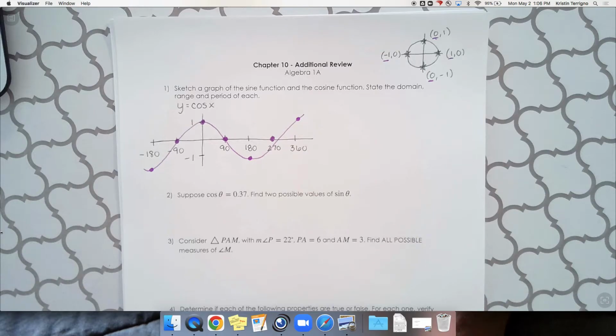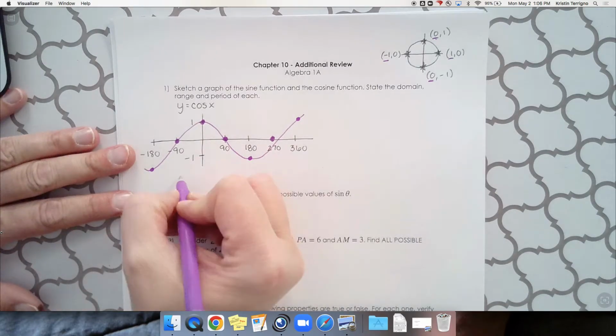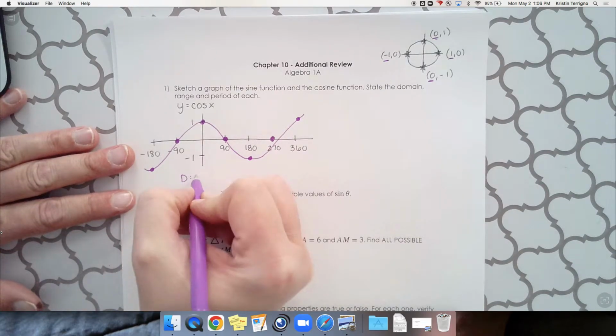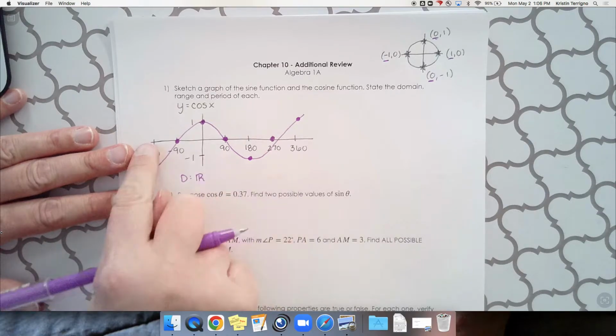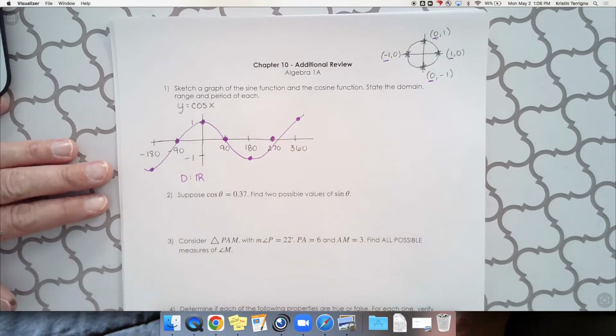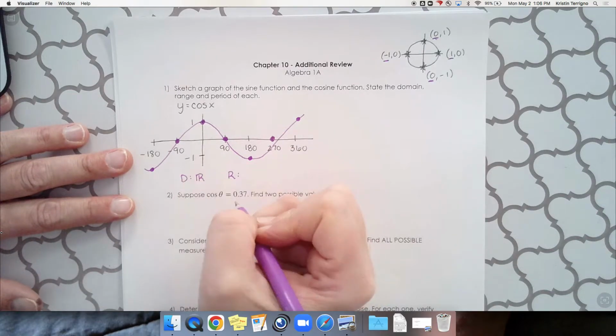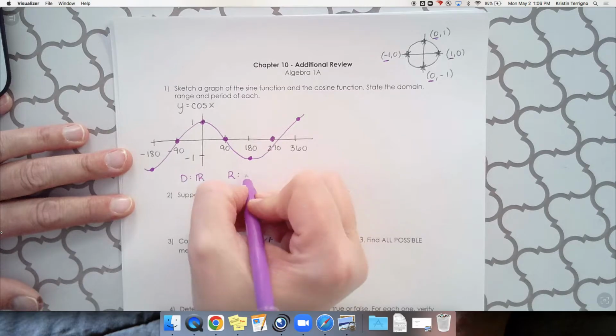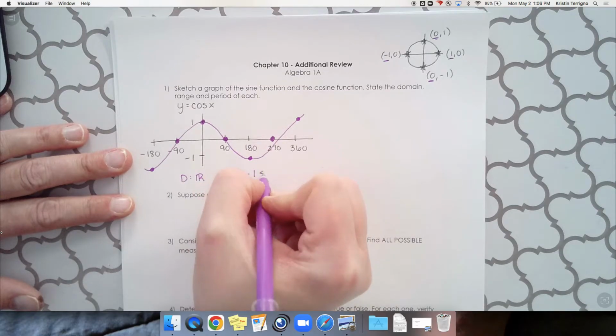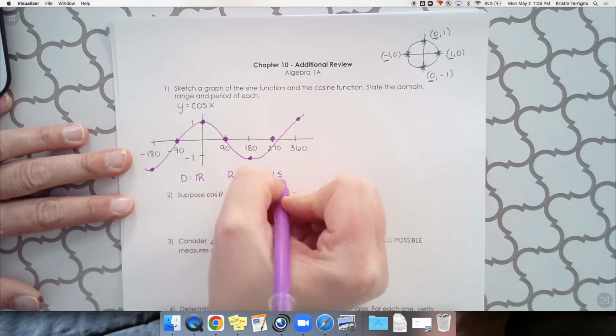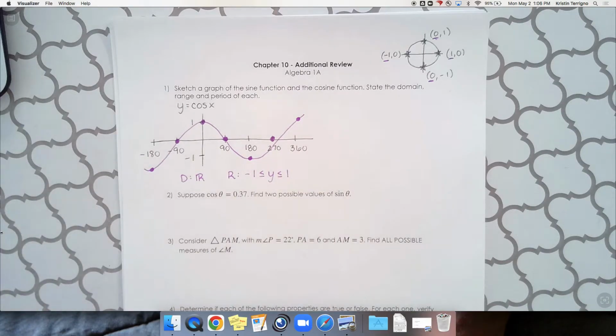Okay? What's the domain of this guy? All real numbers. Yep. Because this thing goes on forever. There's no gaps along the x-axis. What about the range? Yep. So we want to just say it's everything between -1 and 1, which is what that notation is saying.